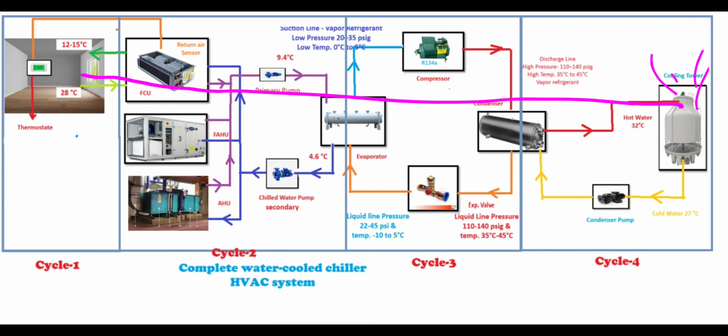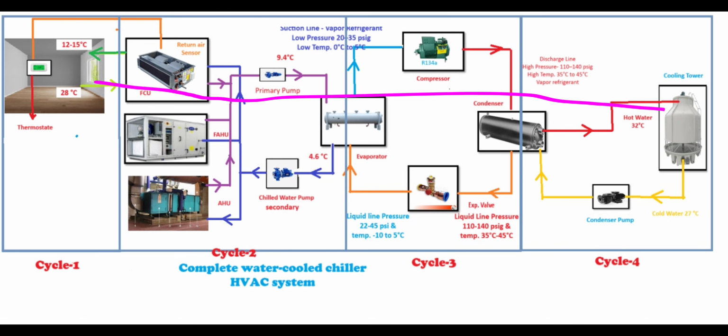Okay friends, hope you understood this cycle very well. So this way, from your room to the cooling tower, heat is rejected by these 4 cycles.